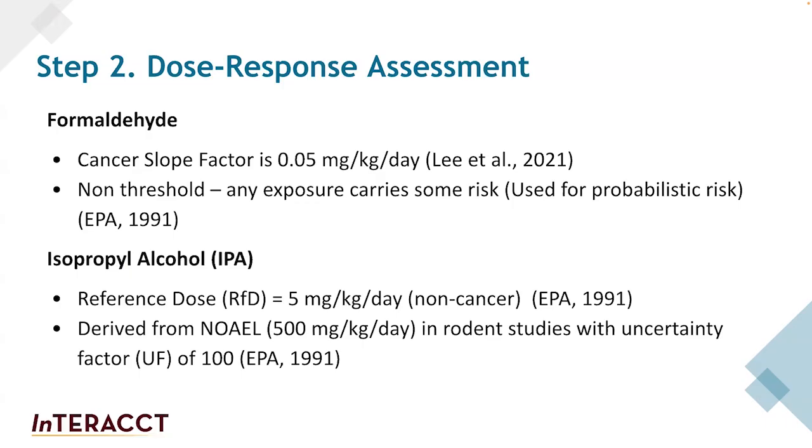For isopropyl alcohol, we use a different approach. Since it's a non-carcinogen, we apply a reference dose or RfD. The RfD for IPA is 5 milligrams per kilogram per day, as established by EPA. This was derived from a NOAEL, or no observed adverse effect level, of 500 milligrams per kilogram per day in rodent studies. Then, an uncertainty factor of 100 was applied to account for interspecies differences and data limitations.